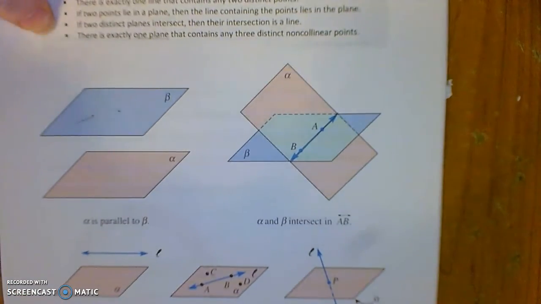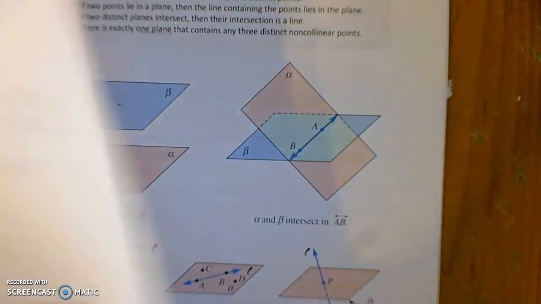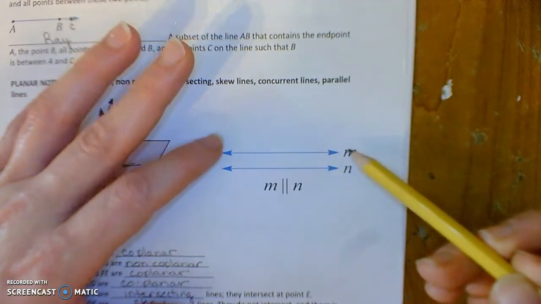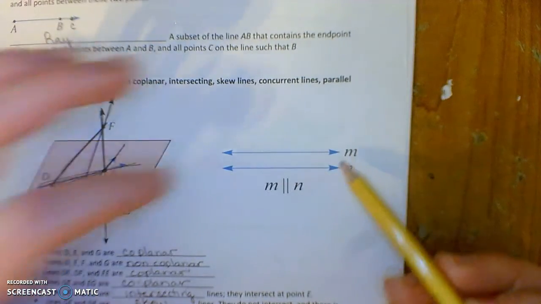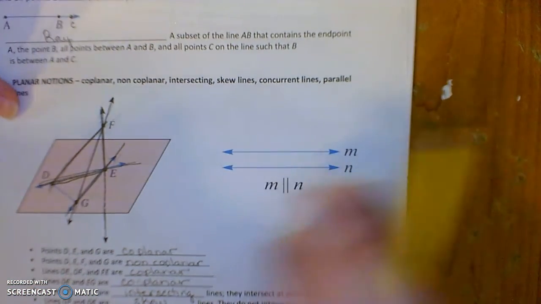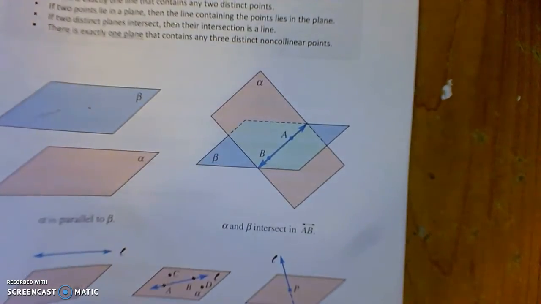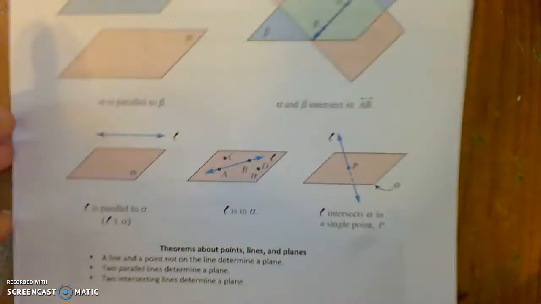All right, so some notions about being parallel. Let me go back a page for a second and take a look at these 2 lines, which are coplanar, and these 2 lines will never intersect each other. We call them parallel. They have the same slope, if you will. They go in the same direction. They never meet. You can also call lines and planes parallel to each other.